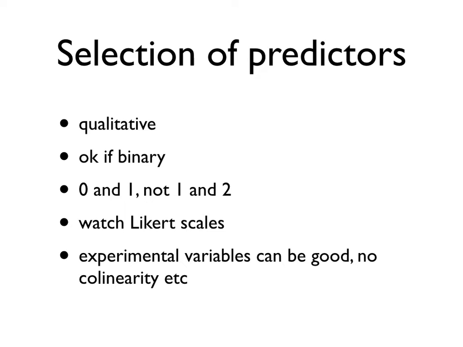Experimental variables can actually be great. So independent variables, where you have a 0 or a 1. We actually assign people to groups, so a 0 or a 1 on some independent variable. We're not going to have any multicollinearity there because we put people in different groups and tested them.